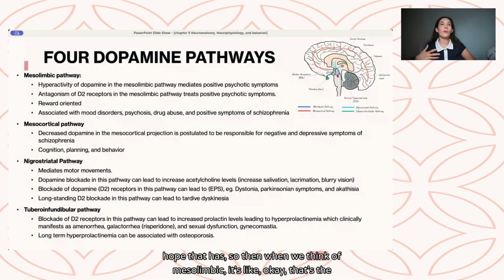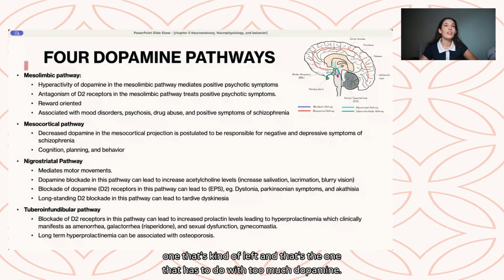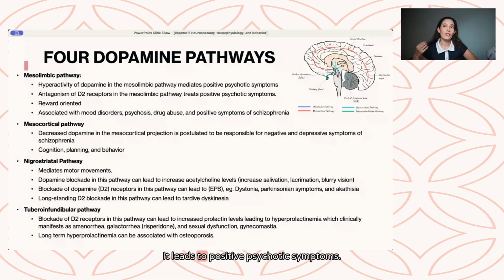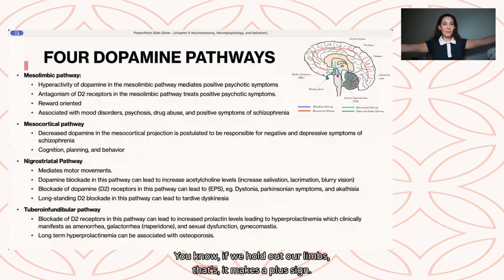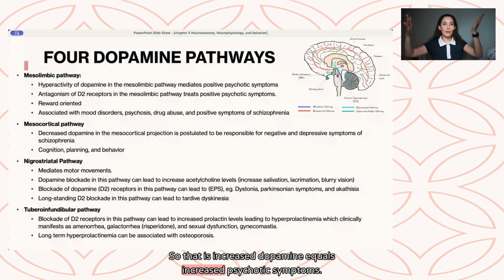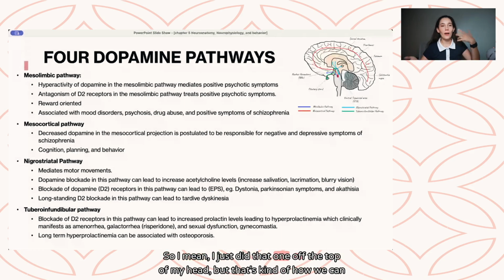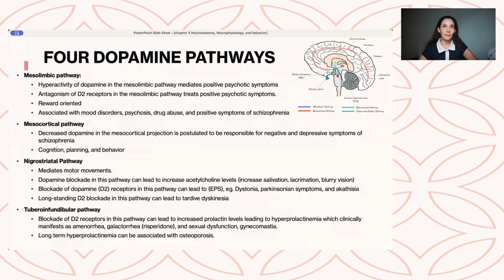I hope that helps. So then when we think of mesolimbic, it's the one that's left. That's the one that has to do with too much dopamine. It leads to positive psychotic symptoms. But of course, just write out that word, mesolimbic. What do you think of? To me, I think of limbs. If we hold out our limbs, it makes a plus sign. So that is increased dopamine equals increased psychotic symptoms. I just did that one off the top of my head, but that's kind of how we can remember these things.